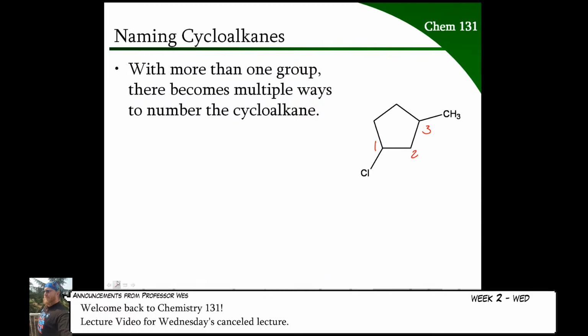But wait a second. What if I did this instead? I mean, in both directions, I get 1, 3. What the heck do I do there? The tiebreaker is alphabetical. So if you go in both directions and you get the same numbering result in both directions, you give the lower number to the one that comes first alphabetically. So in this case, that'd be chloro over methyl. So I don't want to erase all. I want to just erase these guys.